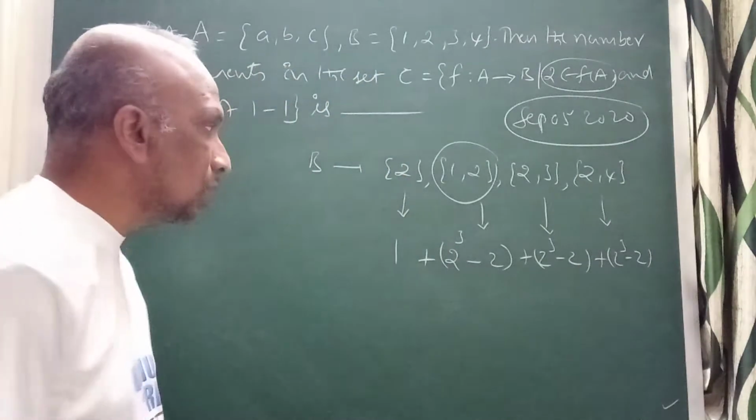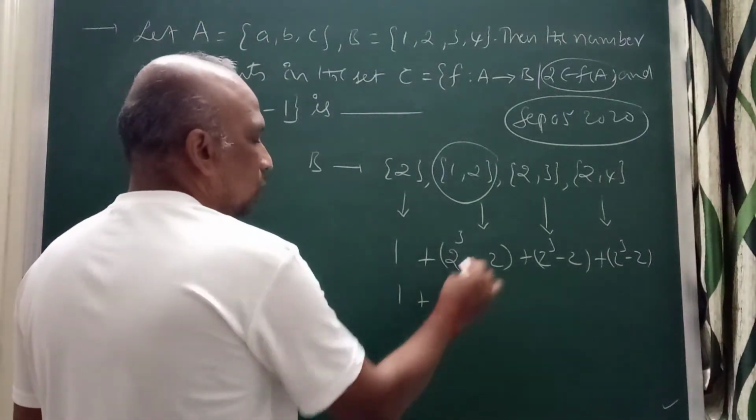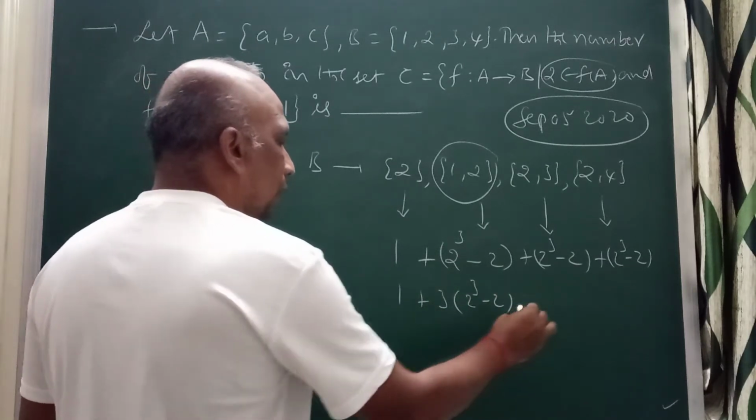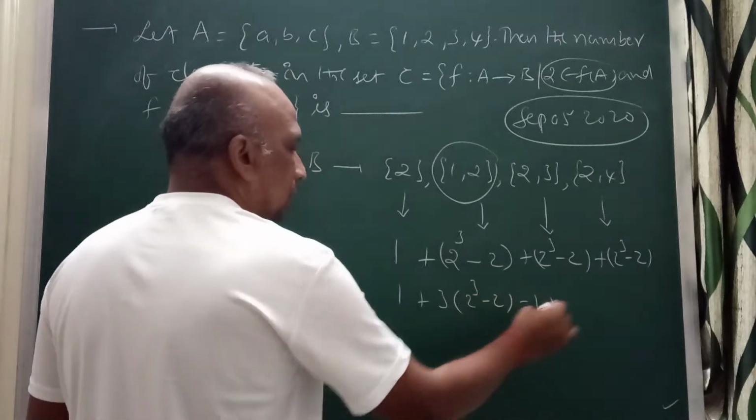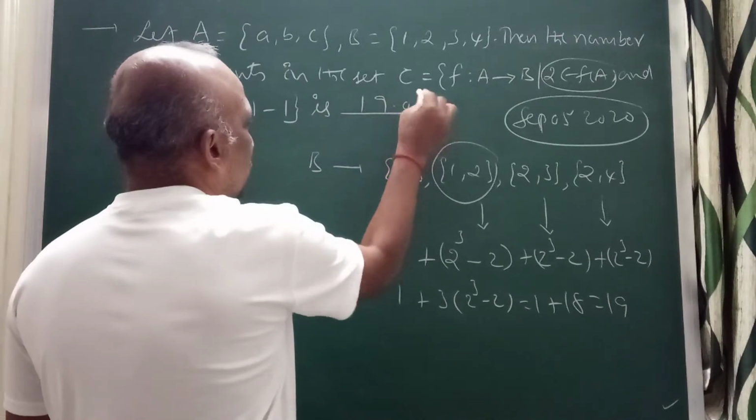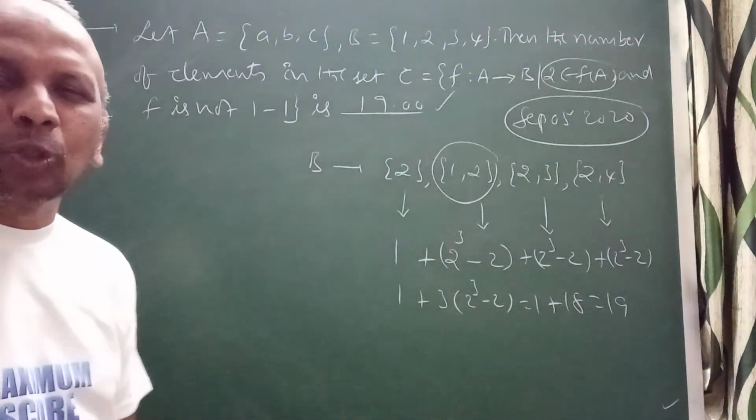So total you can check this one, it will come 1 plus 3 into 2 cube minus 2. Correct. So you will get 1 plus 2 cube is 8 minus 2 is 6, times 3 is 18, so 19. So your answer is 19.00, right? That will be the answer, numerical answer type question.